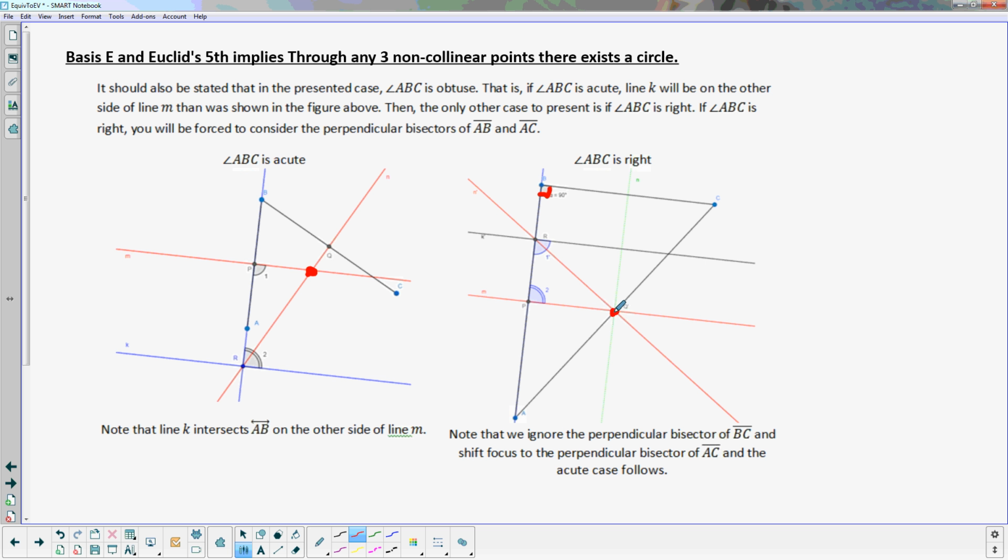Using Euclid's fifth postulate, they still intersect, and I still get the same congruent segments from OA to OB to OC. All I end up doing in the right angle case is avoid the perpendicular bisector of BC, and I focus on the perpendicular bisector of AC. So I avoid this one here, and I shift my focus to the perpendicular bisector of AC, and I follow the acute case.